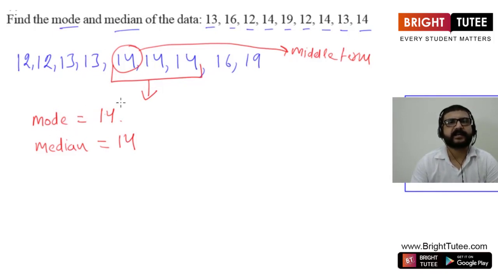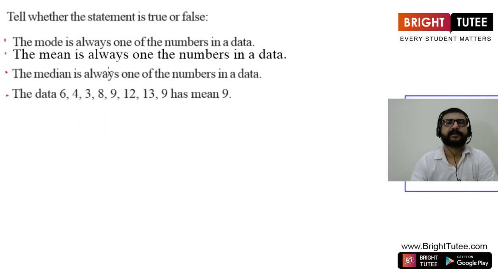So in this question, first we have arranged the given data in the ascending order, and then from there we have checked 14 is occurring most number of times, that is 3 times. So mode was 14 and the middle value is 14. Therefore median is the 14. Now let's see the last question of this video.